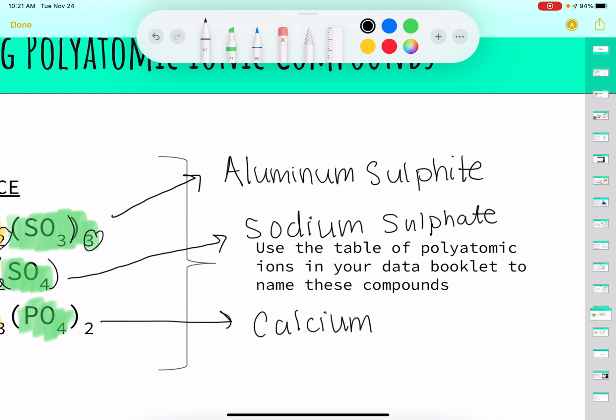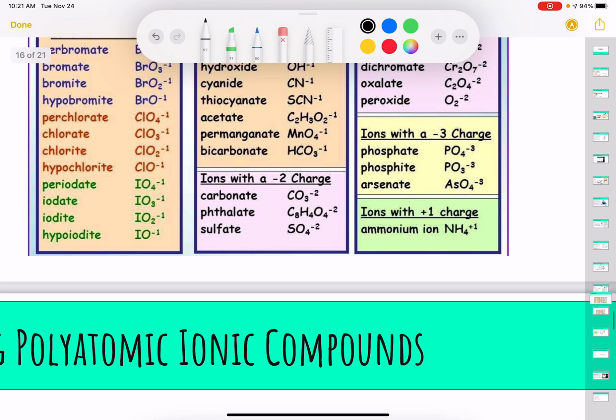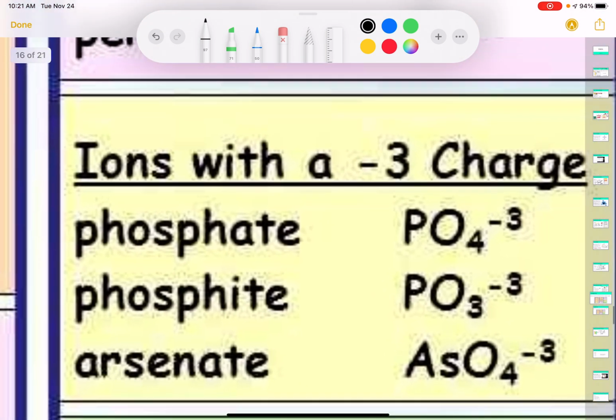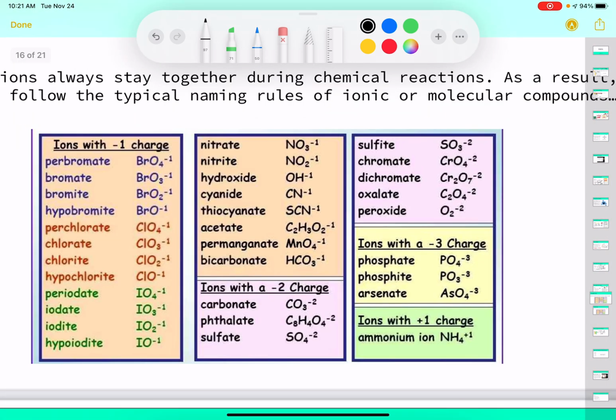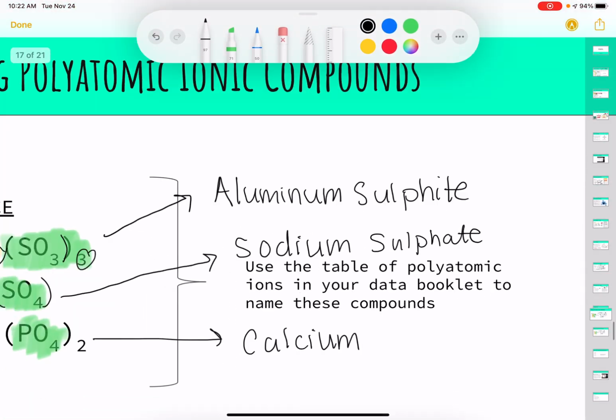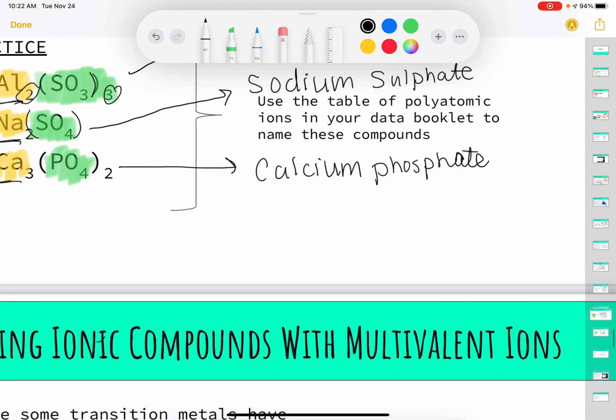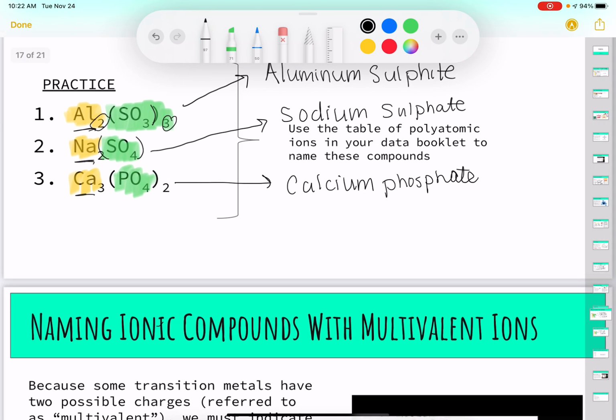And then the last one is calcium PO4. So we need to look up what PO4 is on this thing. And we find PO4 to be right there. And it's phosphate. So we are going to write phosphate right here. All right, so that's aluminum sulfate, sodium sulfate, calcium phosphate.